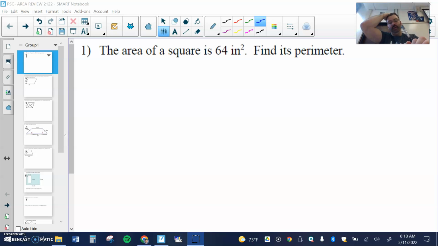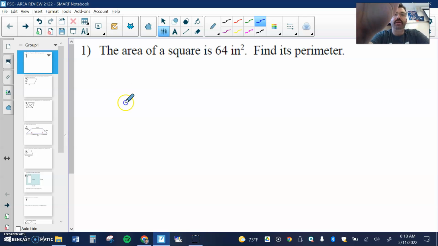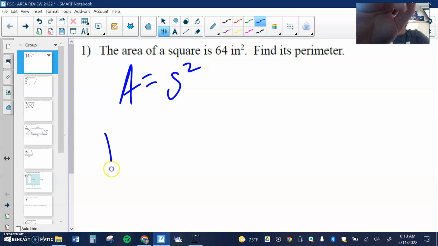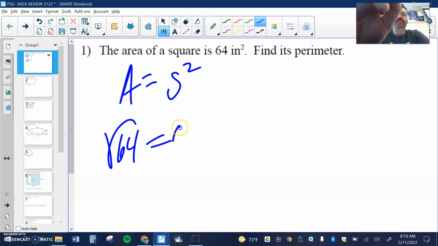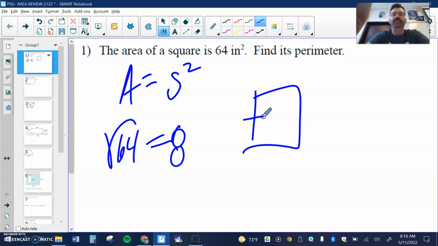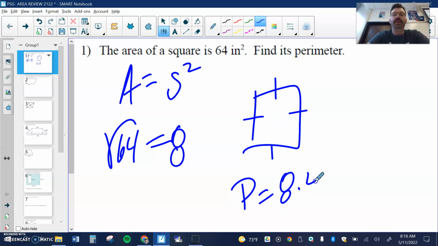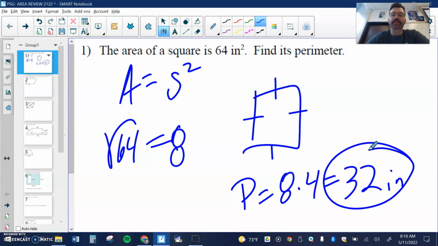All right, number one, we have the area of the square is 64. Find the perimeter. So if the area, remember area of the square is side squared, so I need to take the square root of 64 to get 8. To find the perimeter, well, there are 4 congruent sides in a square, so it's 8 times 4, which is 32 inches. Not squared since it's not area.